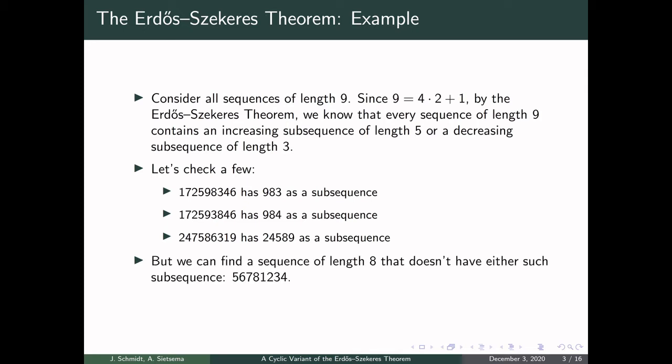Now, this is also the minimum possible length that has this property. So if we have a sequence of length 8, we can find one that doesn't have either an increasing subsequence of length 5 or a decreasing subsequence of length 3, namely 5, 6, 7, 8, 1, 2, 3, 4.